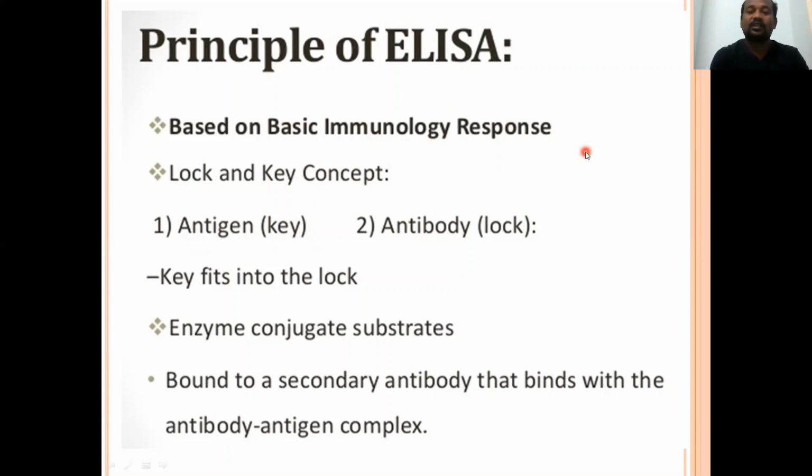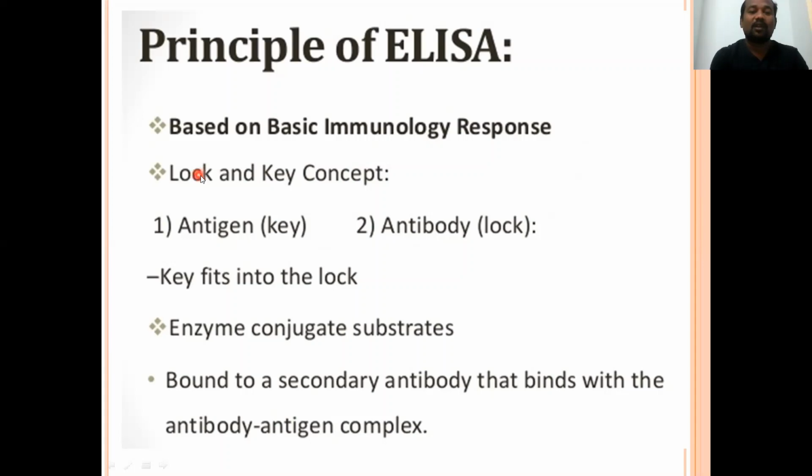So the detection can be confirmed by an enzymatic reaction that gives the colored product. If the antibody is present in the patient sample, that gives a colored product. If not, there is no colored product. So that is what is happening in the ELISA. This antigen-antibody reaction can be compared with the lock and key concept.